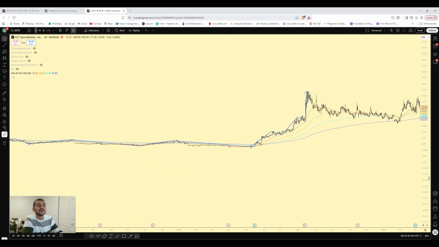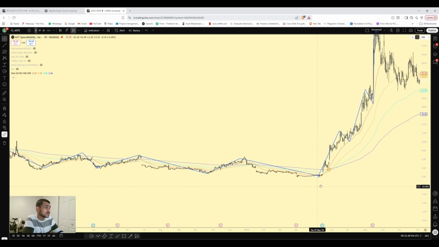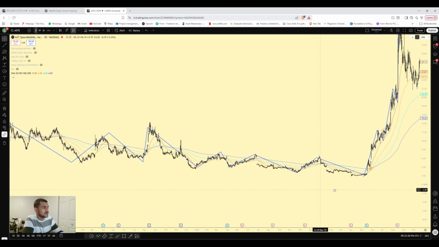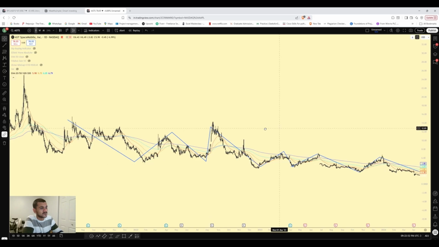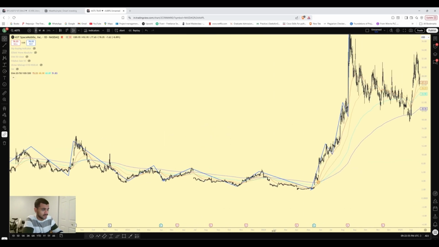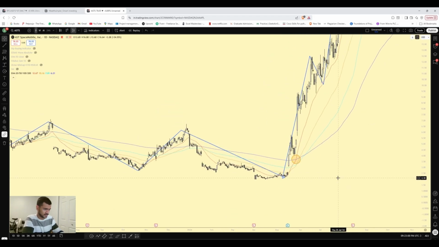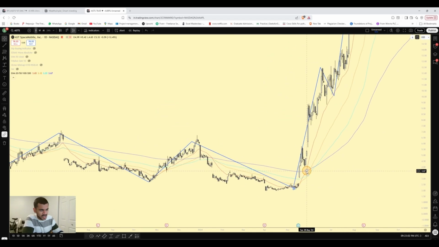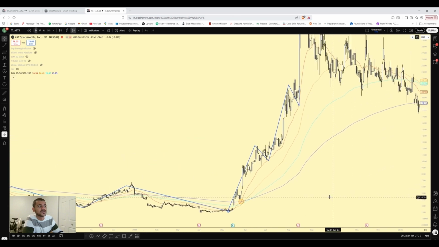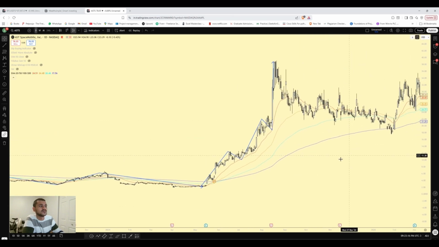Another is to identify change in trend. Now, you see here, the trend was downwards, boring, down. No life, life sucked out of it. But here, as soon as the 20 moving average crossed every other moving average, that's where the trend changed. So that is where the trend went upwards.